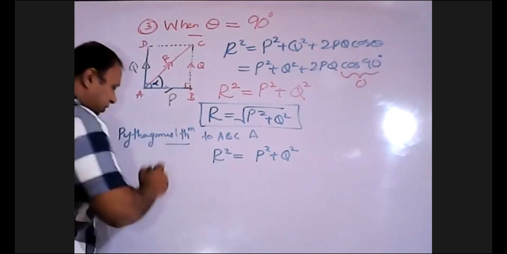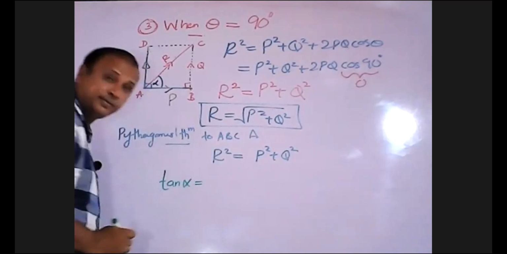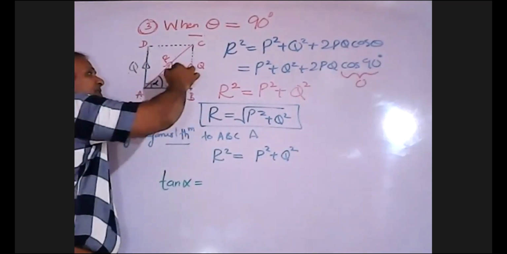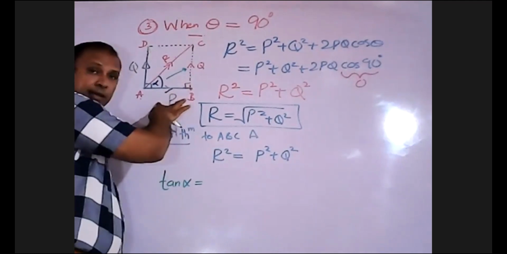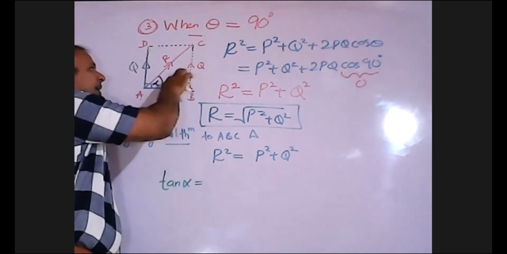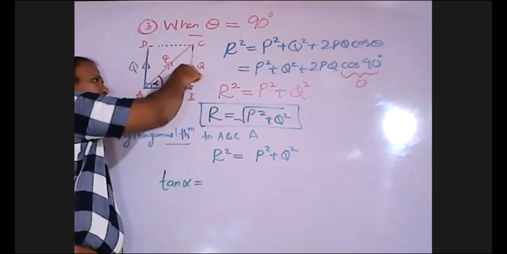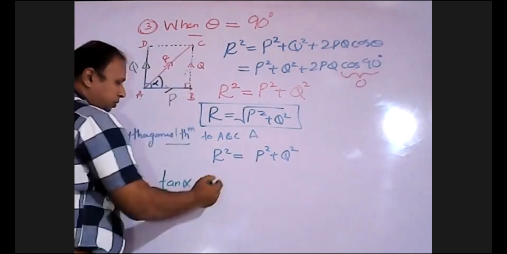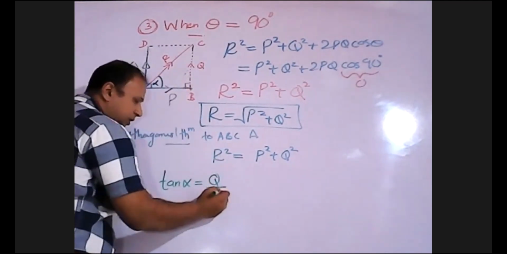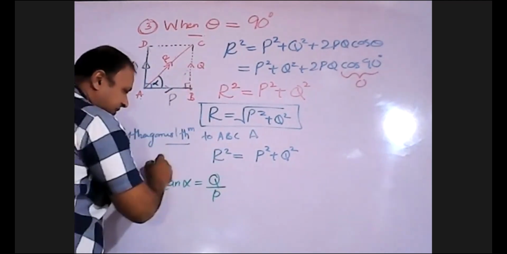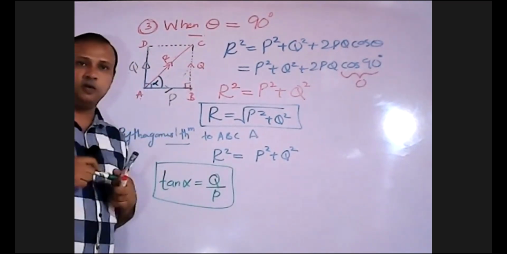Tan alpha. How to determine tan alpha? You know tan alpha is equal to the opposite side over the adjacent side. In here, opposite side is equal to Q, and the adjacent side is equal to P. Therefore, tan alpha is equal to Q over P.